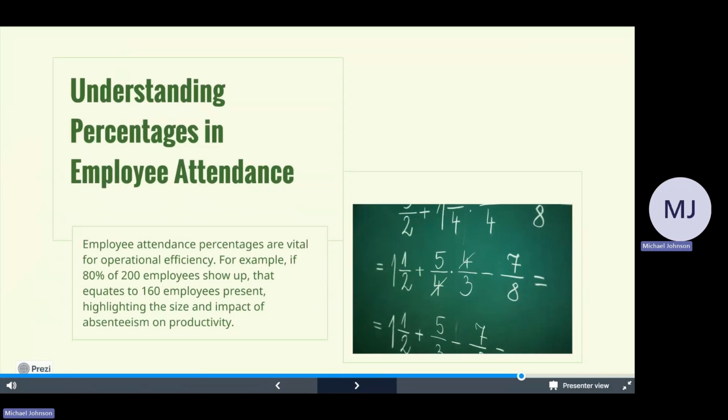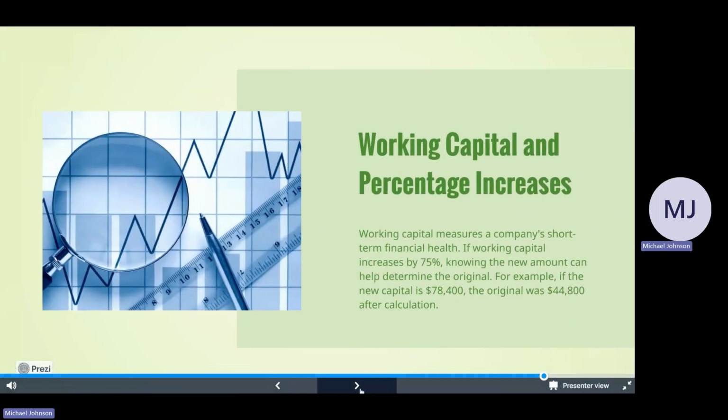Employee attendance percentages are vital for operational efficiency. For example, if 80% of 200 employees show up, that equates to 160 employees present. So you do 80% times 200, you get 160, highlighting the size and the impact of absenteeism on productivity.